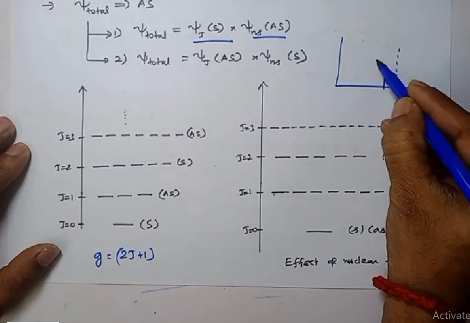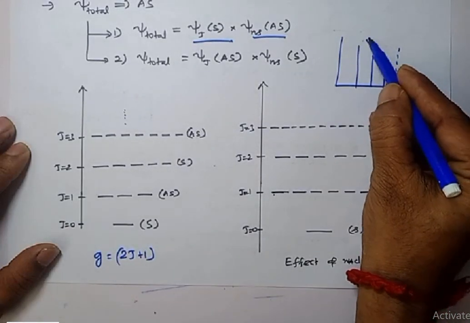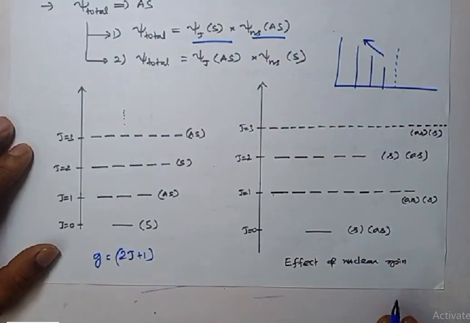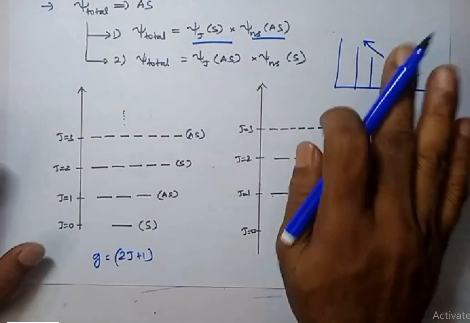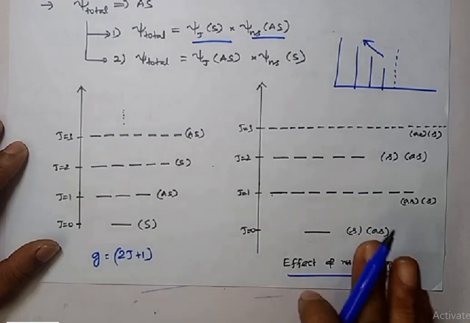Okay, 0 to 2, 1 to 3, 2 to 4, right? The intensity is supposed to increase like this. This is what we normally expect. But due to nuclear spin, the effect of nuclear spin, see here.